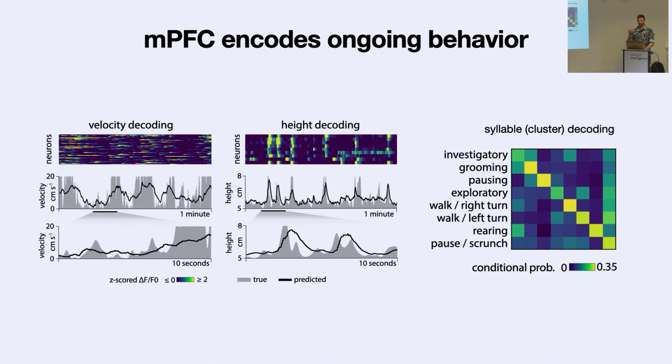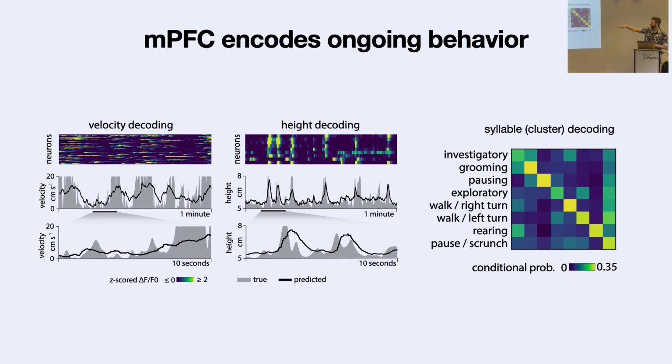All right, well, the first thing is, because we measure neural activity and we measure behavior, let's just ask the simplest question: does the neural activity encode the behavior? Can you decode one from the other? And so you actually can, to a surprising degree. On the left, I'm showing a decoding of velocity. The gray here is the actual velocity, and black is the decoded value.